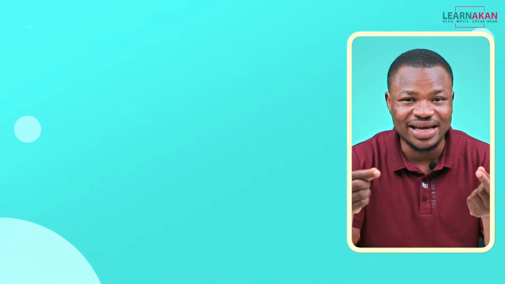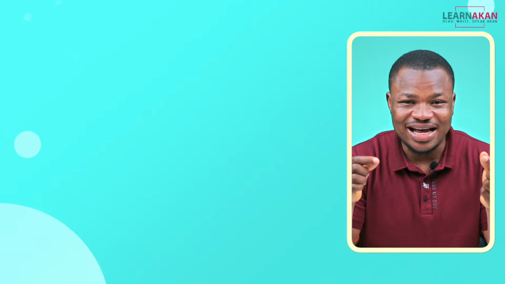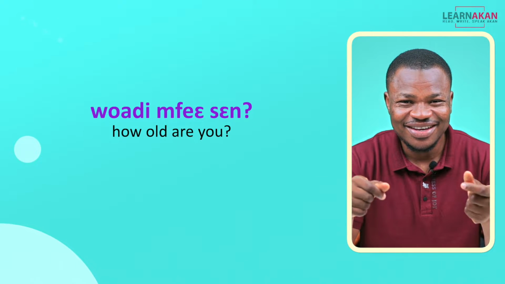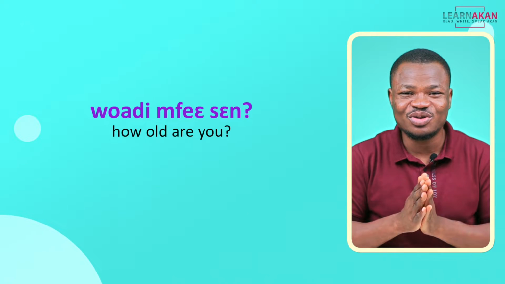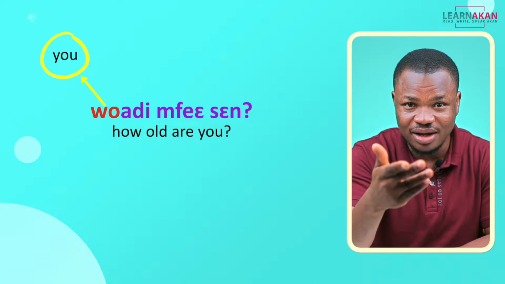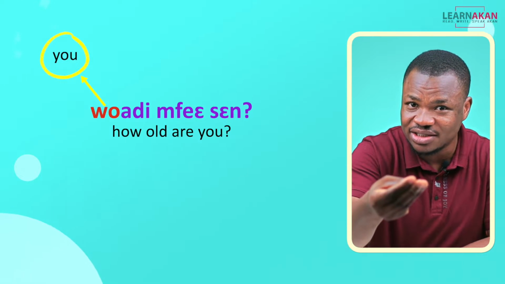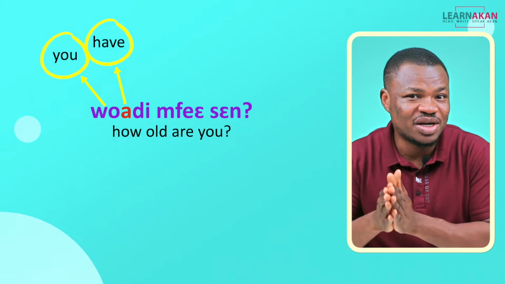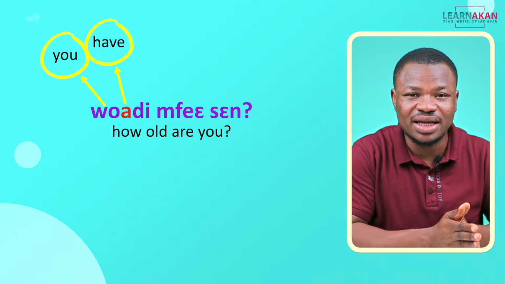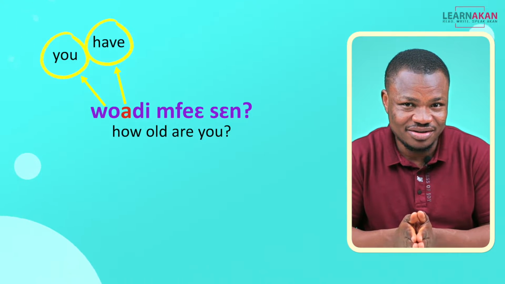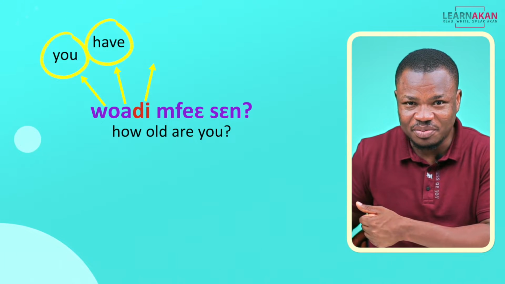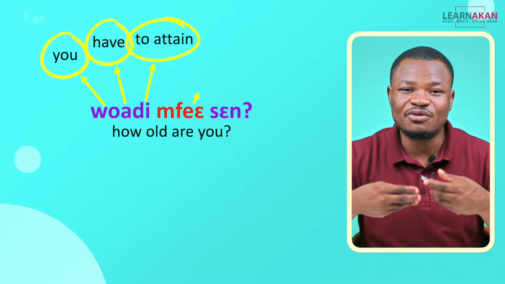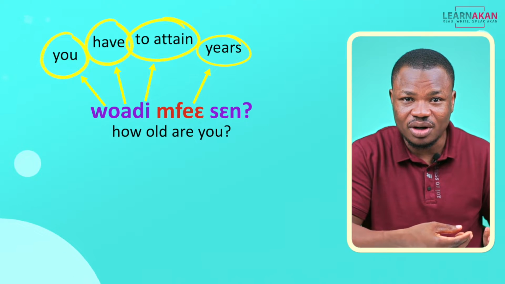To ask for someone's age is very simple. You just ask, wodi mfie sɛn? Wodi mfie sɛn? Let's break this down. So we have wo, which is you, singular, because I'm asking you for your age, right? And then we have the a, which is the perfect aspect marker. This translates to English as have or has, right? And then we have the di verb, in this case to attain, right? We talked about this. And then we have mfie, which is years, the plural, right?